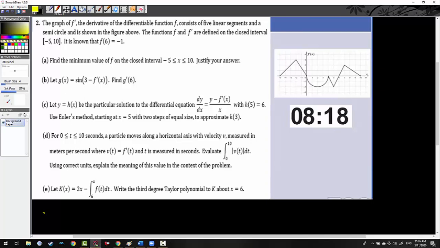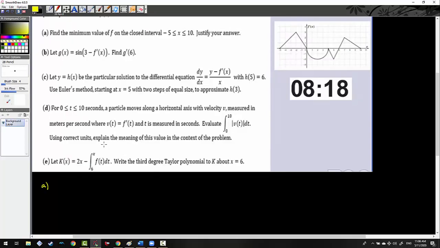In part A, they are asking us to find the minimum value of f on the closed interval from -5 to 10, and we have to justify our answer. So before I figure out the minimum value of f, I should probably come up with a function that I can use to evaluate f at any place.